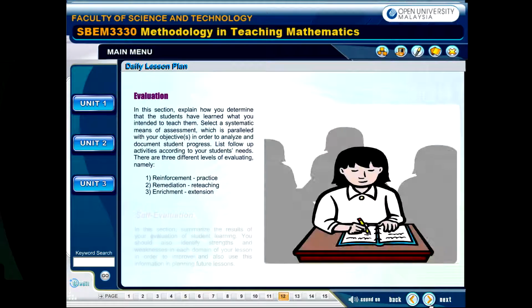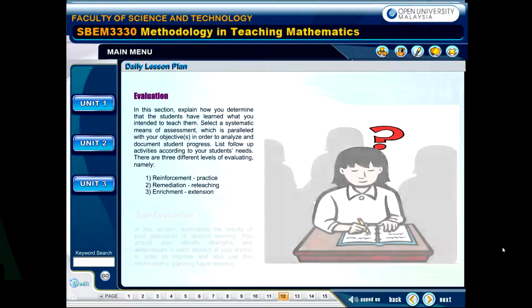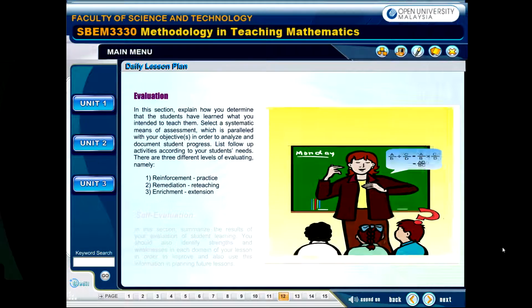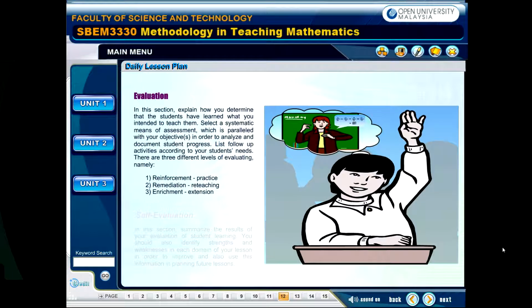In this section, explain how you determine that the students have learned what you intended to teach them. Select a systematic means of assessment, which is paralleled with your objectives in order to analyze and document student progress. List follow-up activities according to your students' needs. There are 3 different levels of evaluating, namely 1. Reinforcement, practice; 2. Remediation, reteaching; 3. Enrichment, extension.